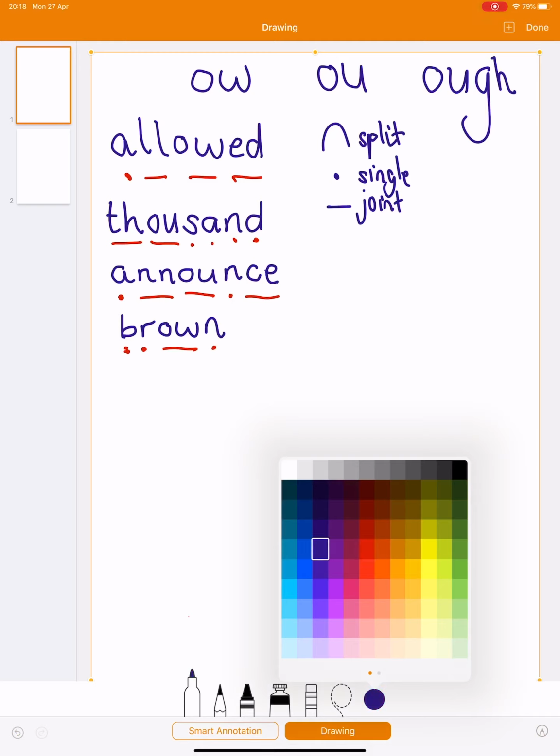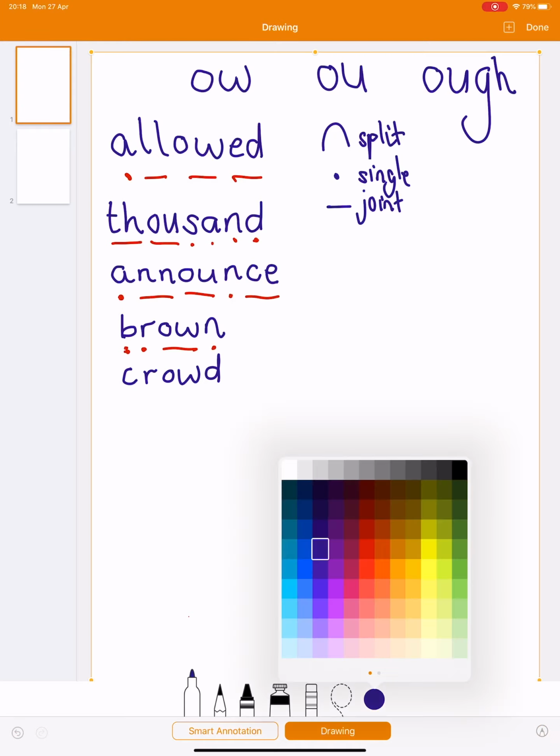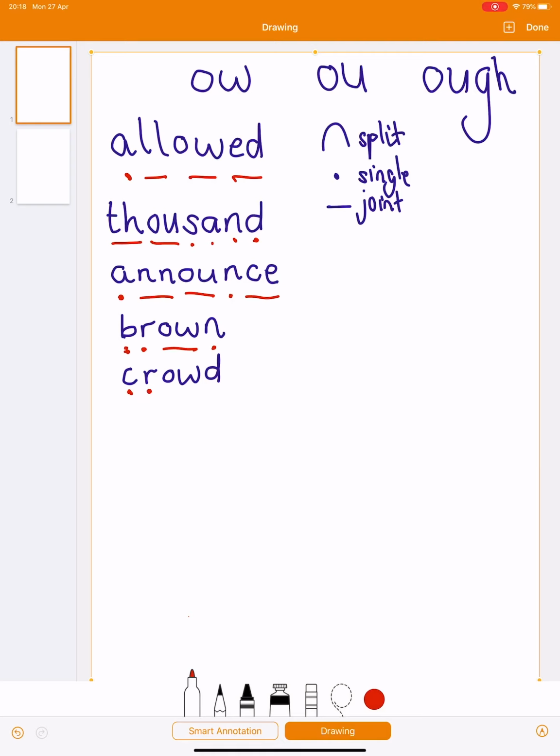Okay, and then to go over crowd, have a think. You've got your K and R, your O with an OW, and a D at the end. To mark that, again it's the same as above, same with the br. I don't hear one single sound, I hear two sounds. I hear a K and I hear a R. I hear them separately. I've got the O together and I've got the D single at the end.